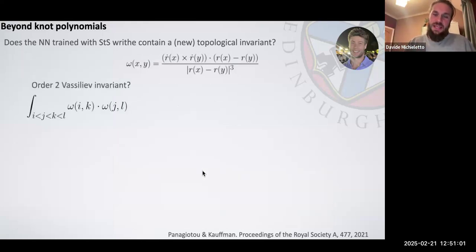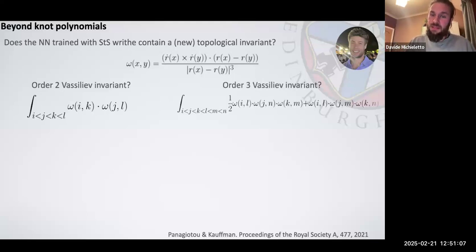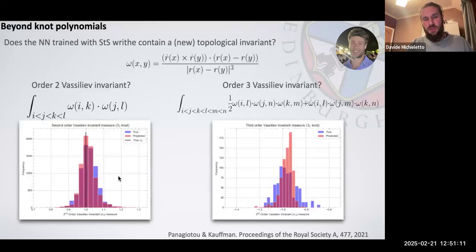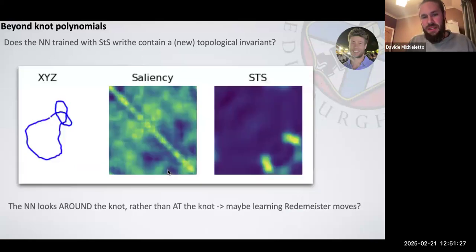But the important thing is that for each knot, you can train the network to predict the order 2 and order 3 Vasiliev invariants. And what you see is that the true versus predicted is pretty good for V2, but for V3 it starts to be pretty bad. So what we think is that maybe for order 2 the network can actually learn, but order 3 it really cannot. So there is something different.